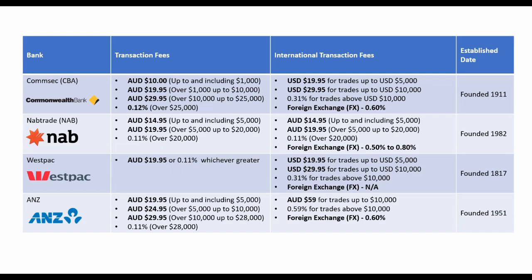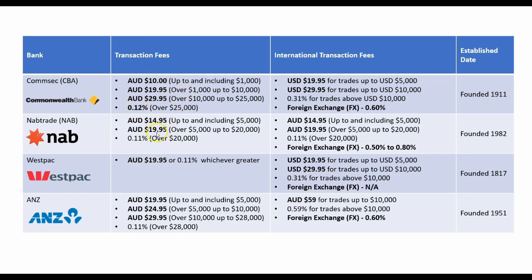Because that is the most important judging criteria. If you look at it over here, we've got basically CBA, the Commsec platform that they have. Anything up to $1,000, they charge a $10 transaction fee. Anything over $1,000 to $10,000, they charge a $20 transaction fee, and then a $30 transaction fee for up to $25,000. Anything over $25,000, they charge a percentage, which is 0.12%, which is very interesting to see.